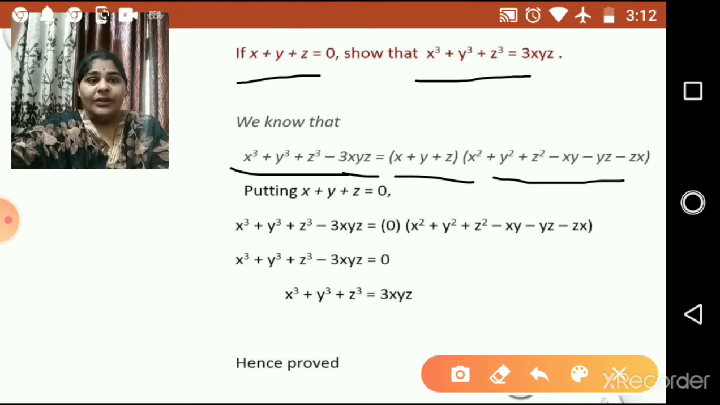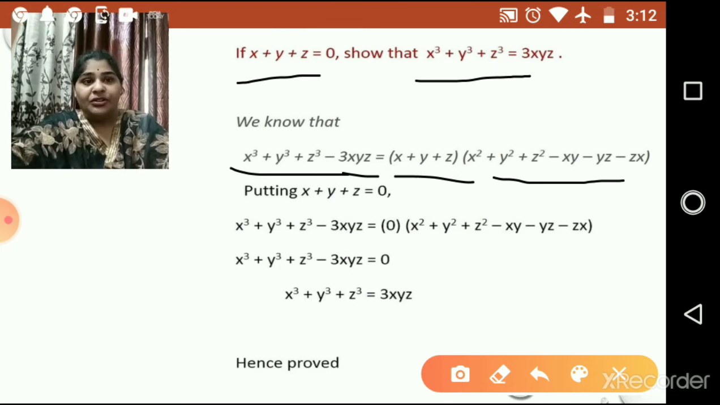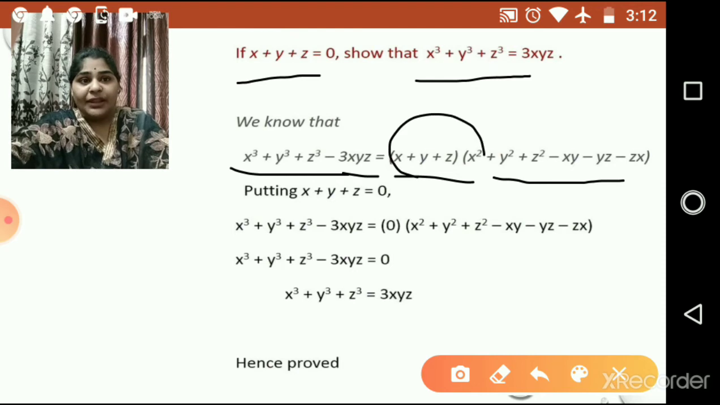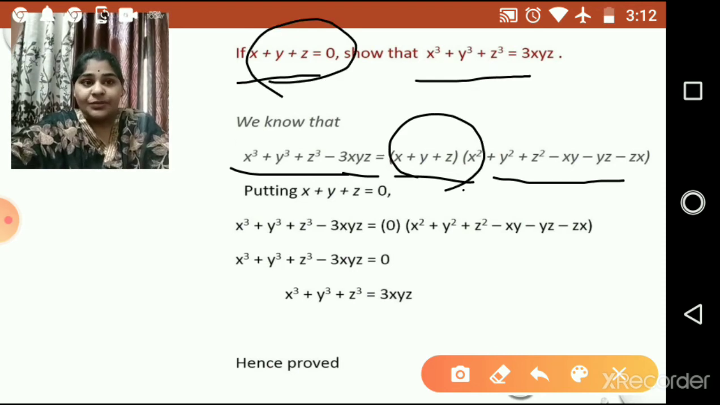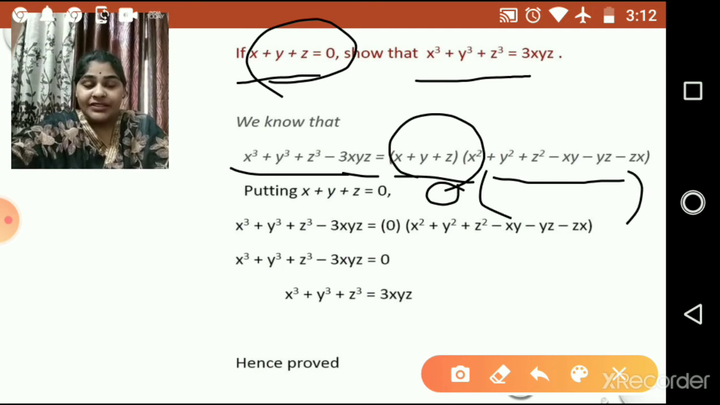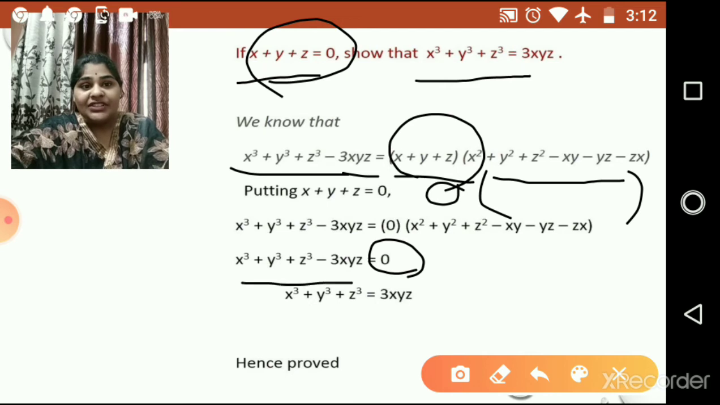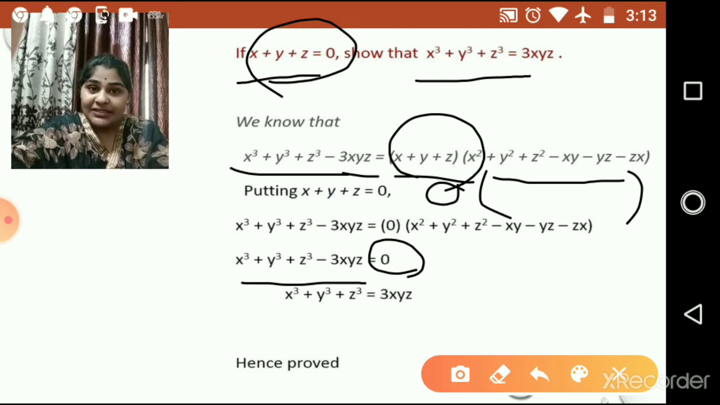So now in this identity, x plus y plus z value they have given us as 0. So let us substitute this value as 0. Now 0 multiplied by anything is 0, so I will get the right hand side completely 0. Now on the left hand side, what is remaining, children? x cube plus y cube plus z cube minus 3xyz.